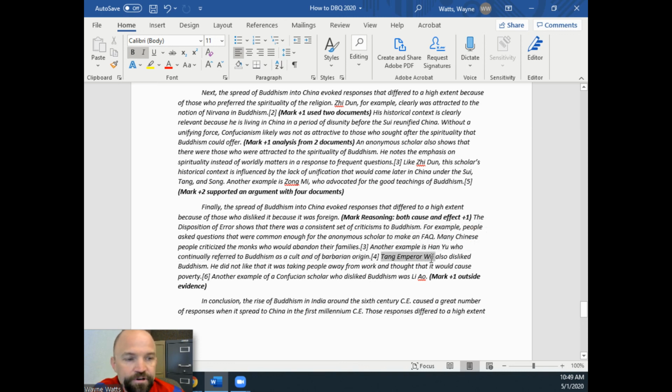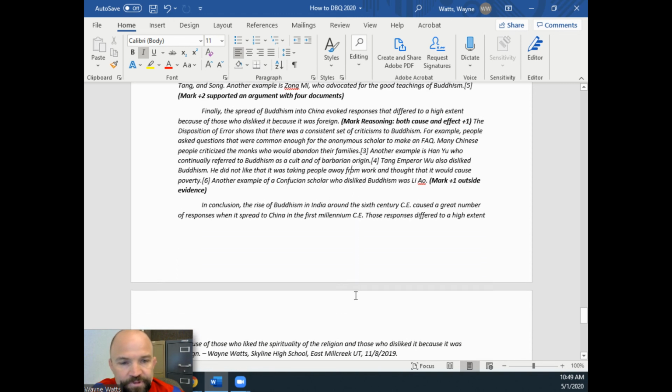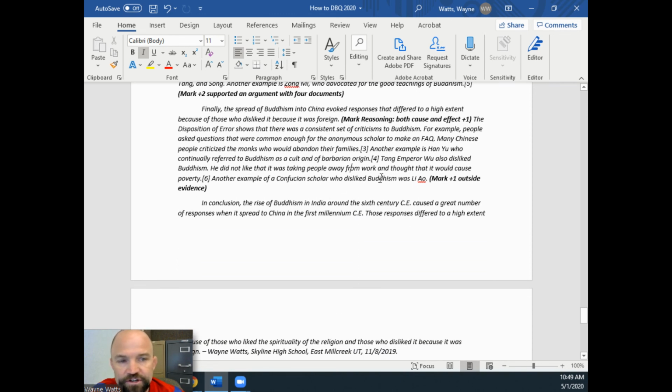And Tang Emperor Wu also disliked Buddhism. He did not like that it was taking people away from work and thought that it would cause poverty. Another example of a Confucian scholar who disliked Buddhism was Li Ao, which is another piece of outside evidence.